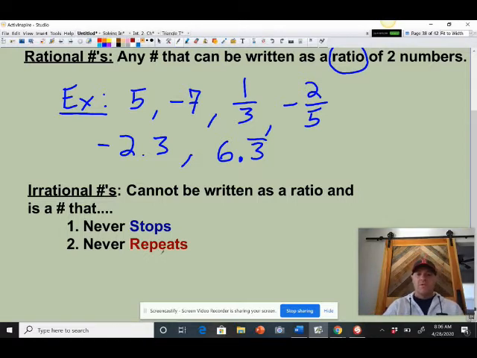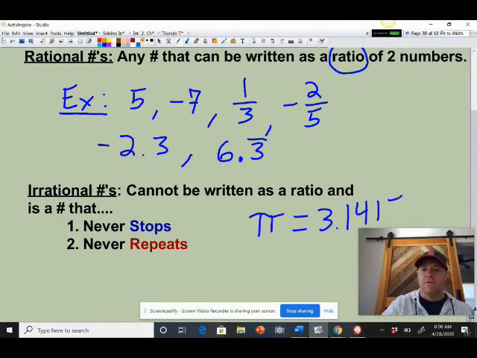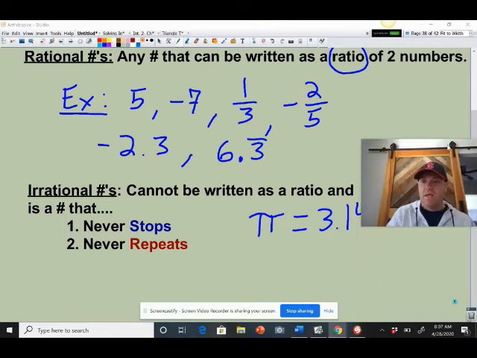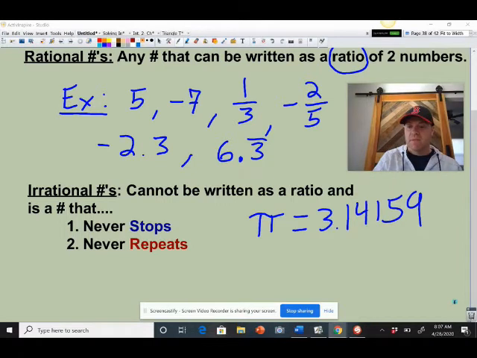So one thing we always talk about is this number pi, because that is equal to 3.14159 and keeps going and going, never stops and never repeats. Therefore, we can't necessarily write it as a ratio. So that is an irrational number. That's probably the most famous irrational number. But the easiest way to find an irrational number is to do this.